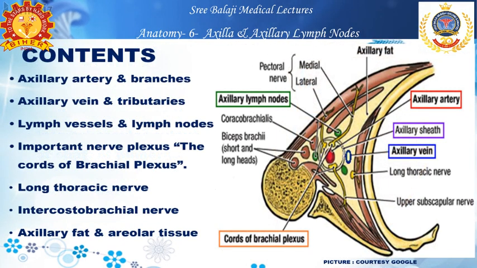Now coming to the contents, there are axillary artery and its branches, axillary vein and its tributaries, lymph vessels and lymph nodes, the important nerve plexus, the cords of brachial plexus, the long thoracic nerve and the intercostobrachial nerve.